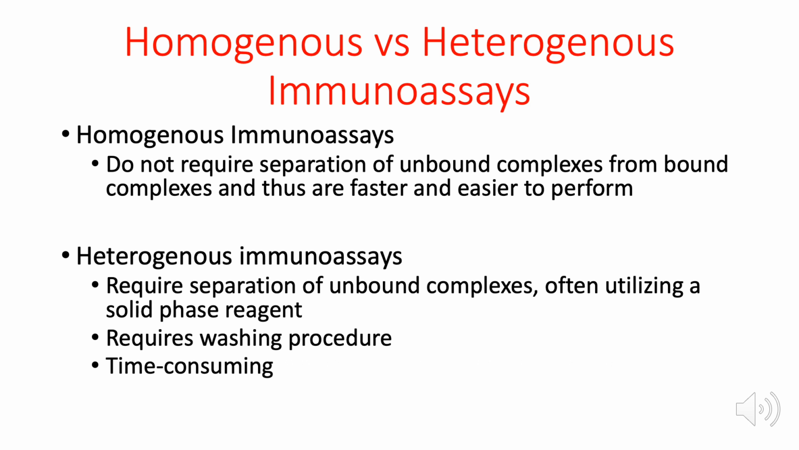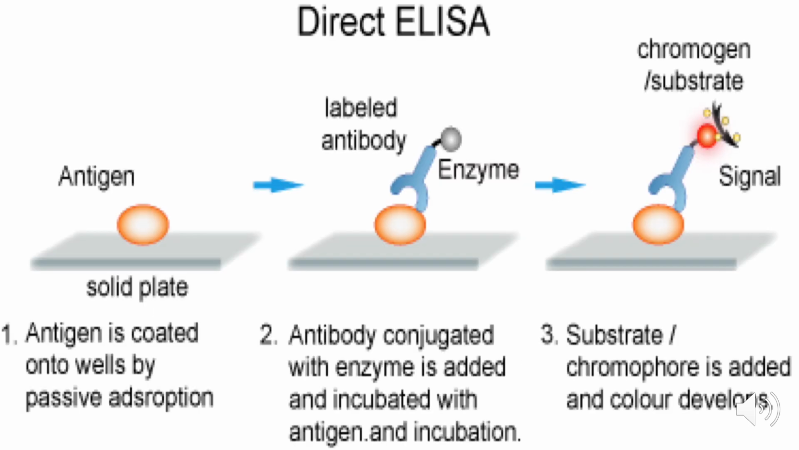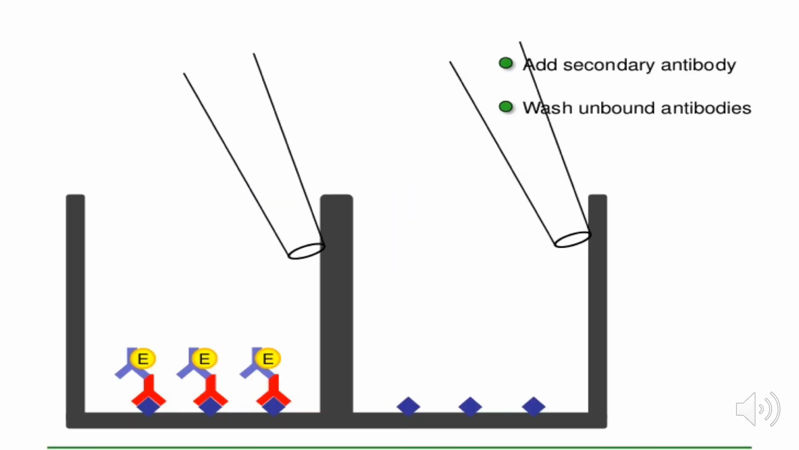Since this method did not require washing, this one is a homogeneous immunoassay, while this one involves washing to remove unbound antigen or antibodies. So therefore, this is an example of a heterogeneous immunoassay.